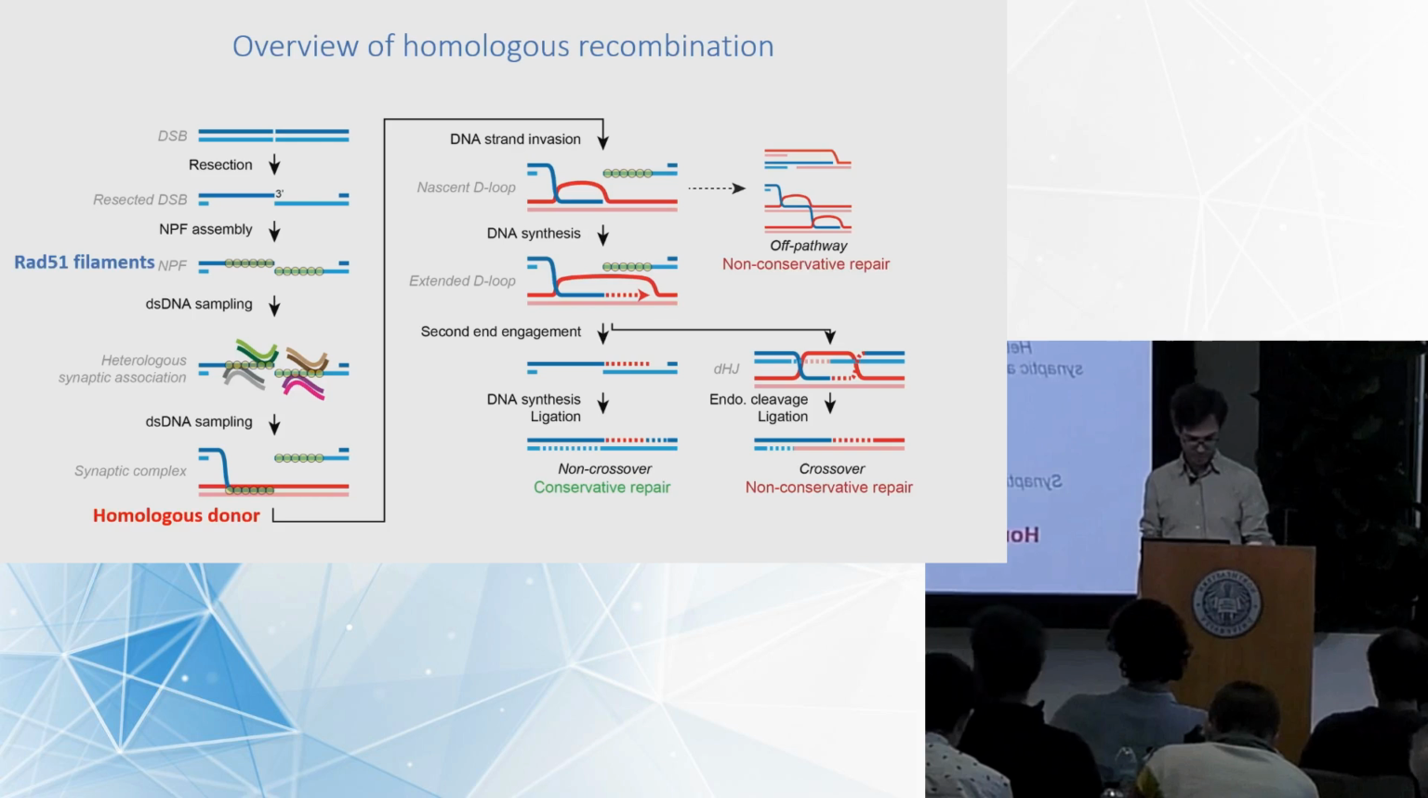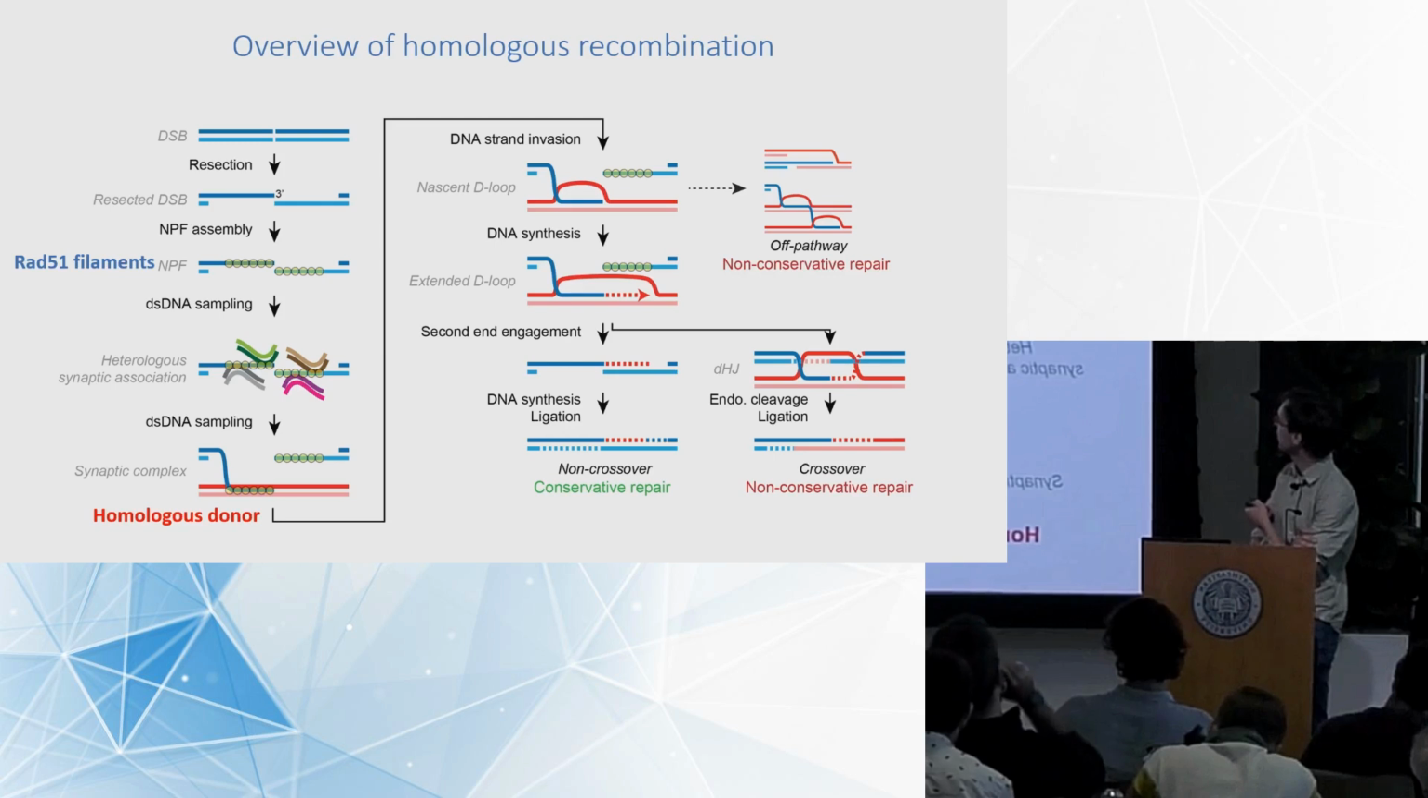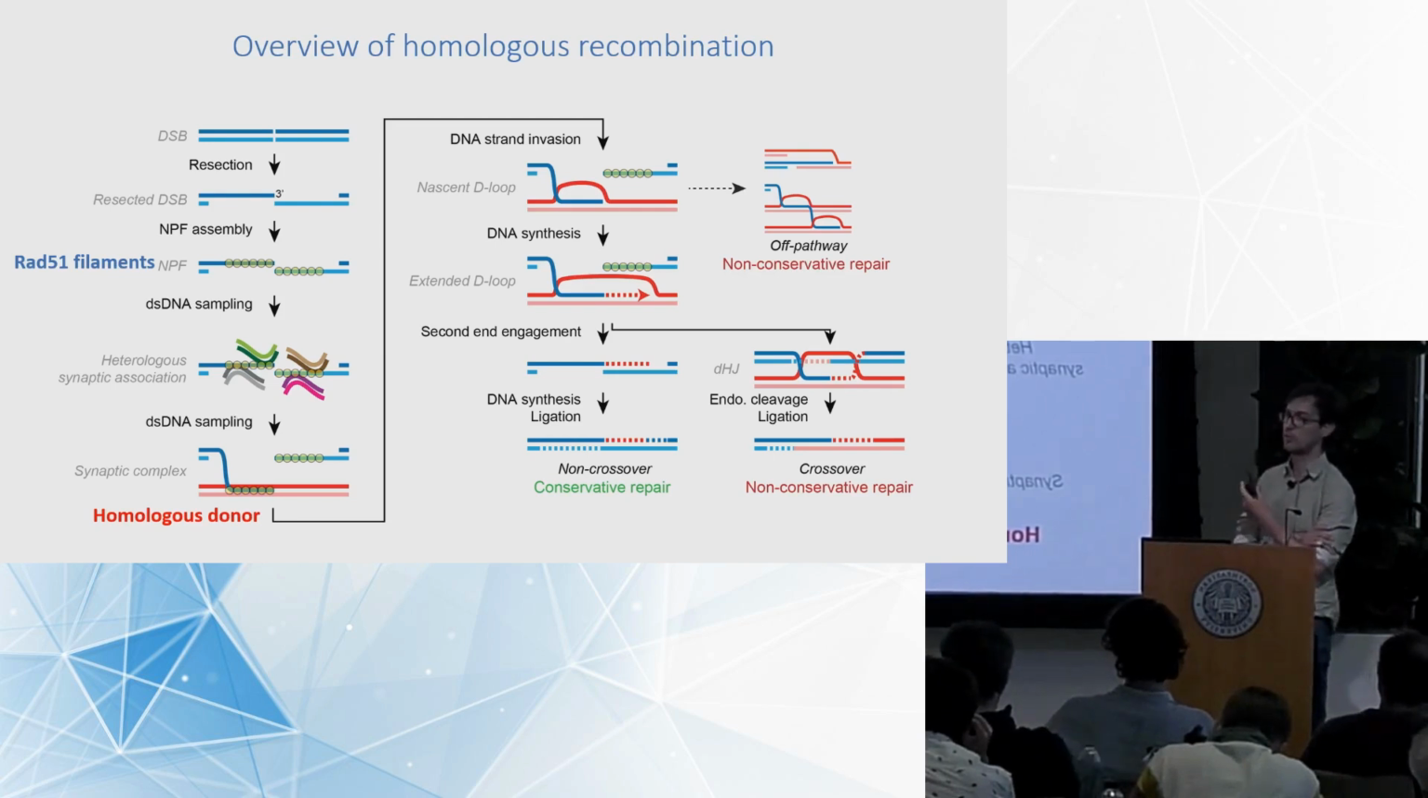So going down a little bit into the complexity of the pathway. Once a break is formed, it's resected. So it generates single-strand DNA. And this single-strand DNA is used as a platform to assemble a filament of the Rad51 recombinase. And so this is the search engine that we are going to talk about. And it assembles on both ends.